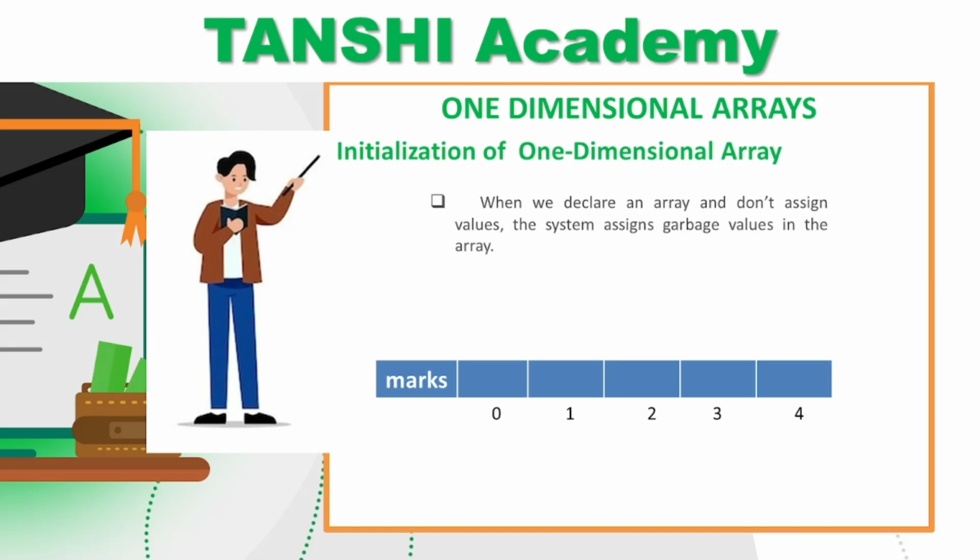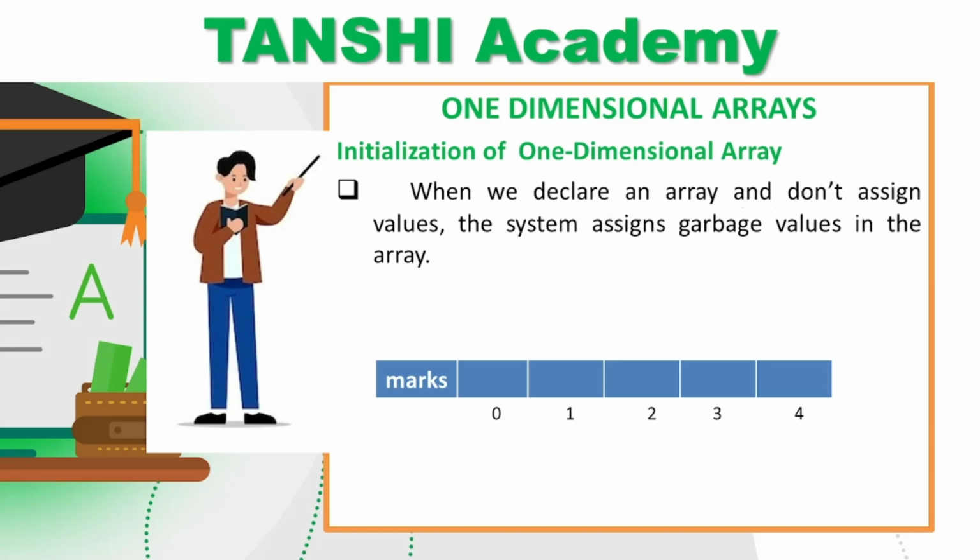Initializing one-dimensional arrays. When we declare an array and don't assign values, the system assigns garbage values in the array. So what are we saying? If you declare an array and don't assign values, the elements in the different positions of that array are garbage values. For example, if we declare an array called max and don't assign values, the spaces that are blank have garbage values. They don't have any value. The machine has put garbage values. They have no meaning.